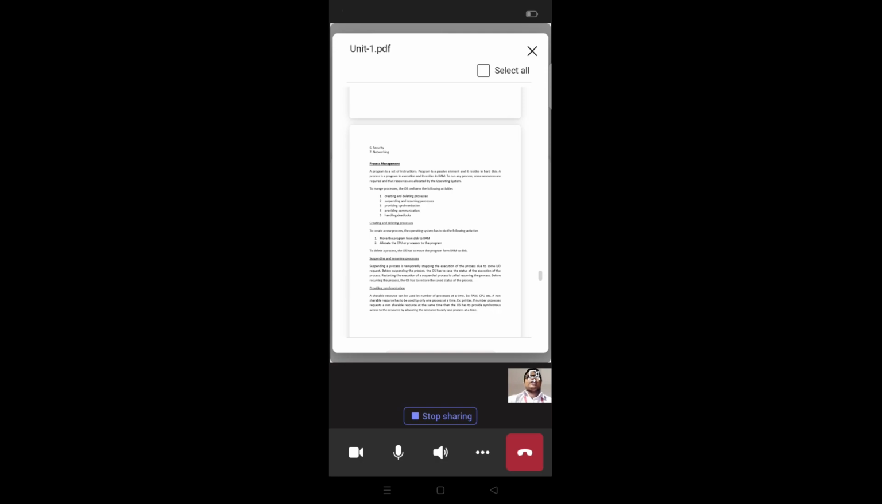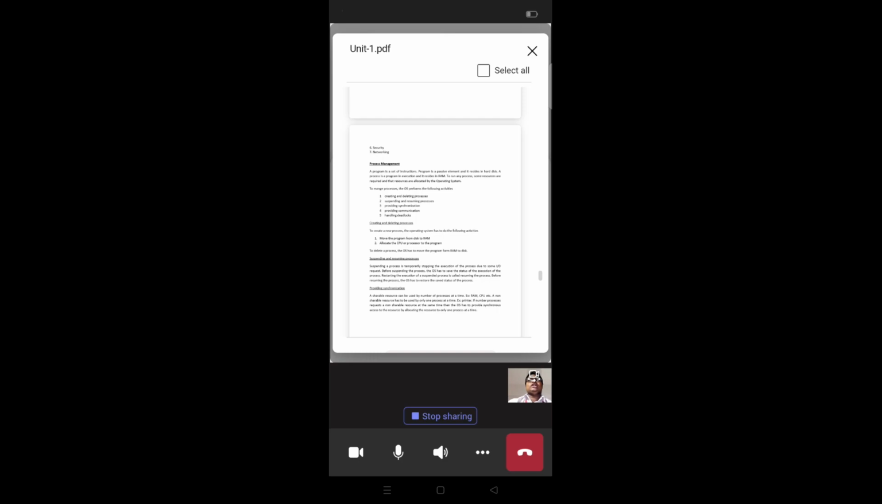To manage processes, the operating system performs the following activities: creating and deleting processes, suspending and resuming processes, providing synchronization, providing communication, and handling deadlocks. Creating and deleting process. To create a new process, the operating system has to do the following activities: move the program from the disk to RAM, and allocate the CPU or processor to the program.